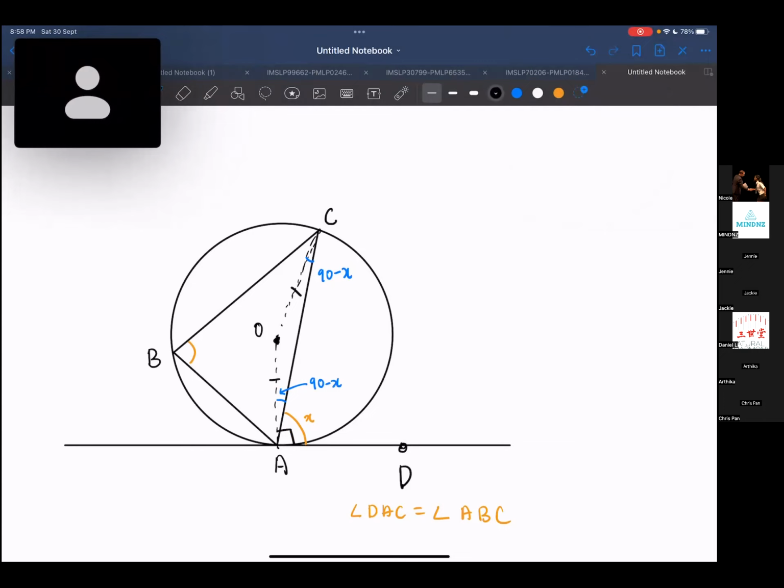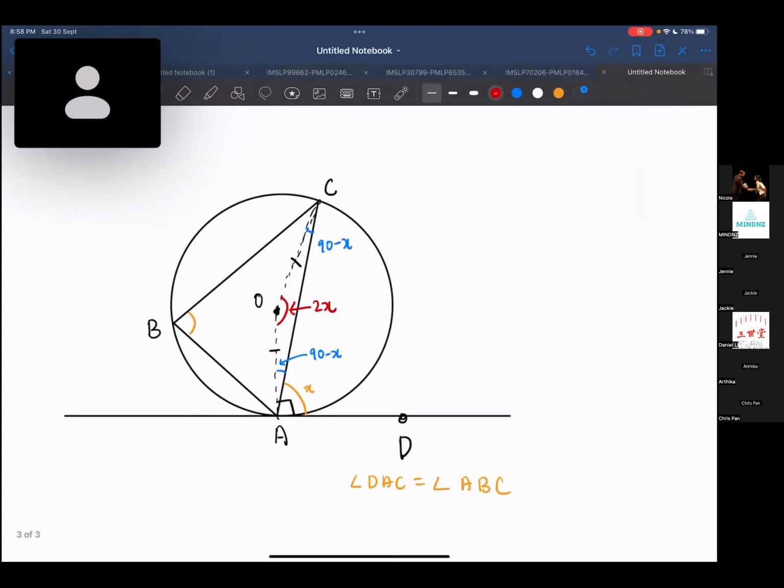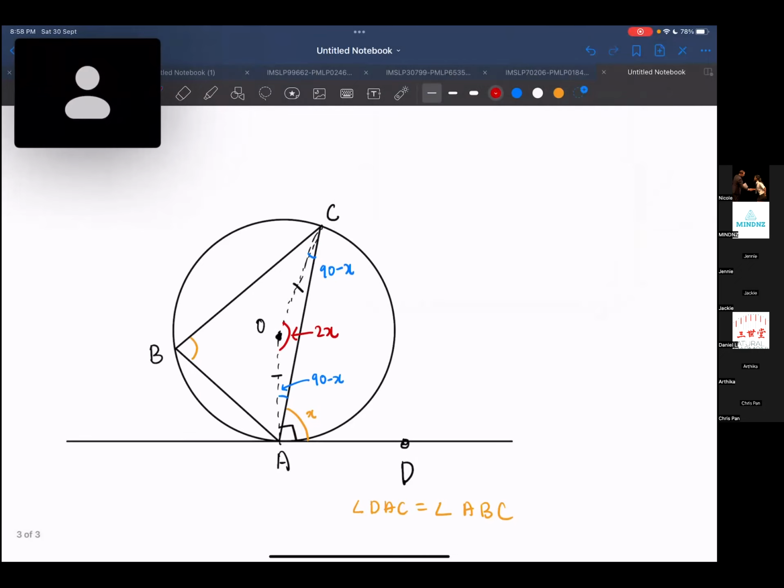Awesome. Okay, I'll just change the color. And this would be 2X. And then, using the first rule we learnt, ABC is X. Nice. Really good job. That's such a good proof.